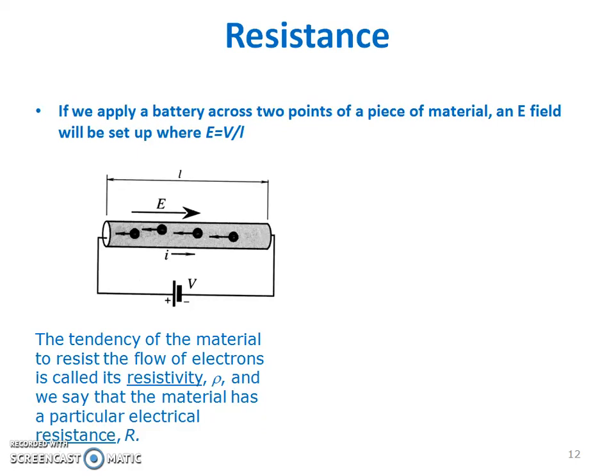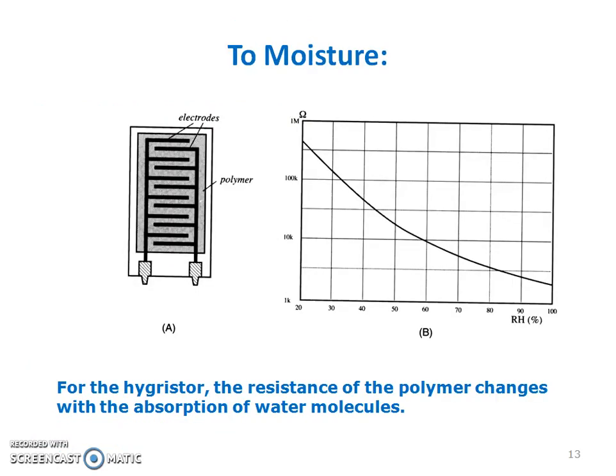We can also use resistance as a particular property in a sensor to measure any physical parameter. Moisture: in any agriculture application, measuring moisture is very important, and for the hygristor, the resistance of the polymer changes with the absorption of water molecules. So the change in resistance will be directly related to the moisture content in the soil.